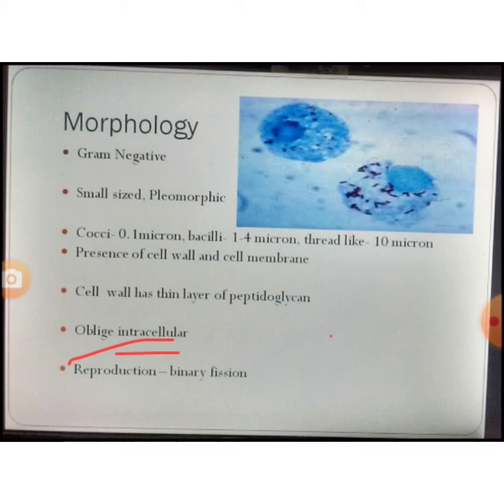It survives on other cells. It survives inside the other cells. If you can see here, these are the Rickettsia bacteria which are present inside another cell. Okay, it survives at the cost of other cells. Reproduction is by binary fission.